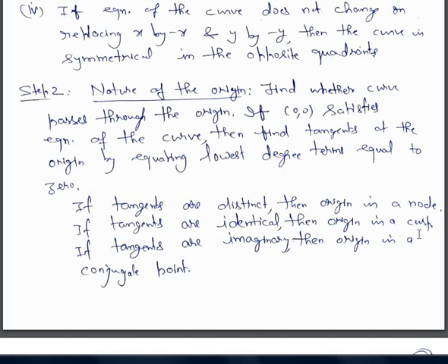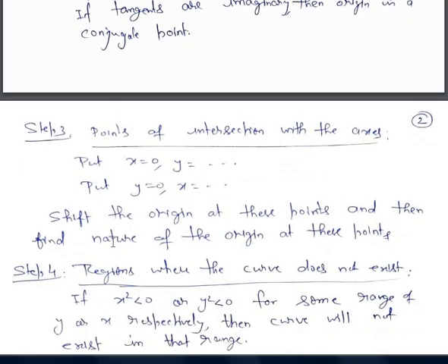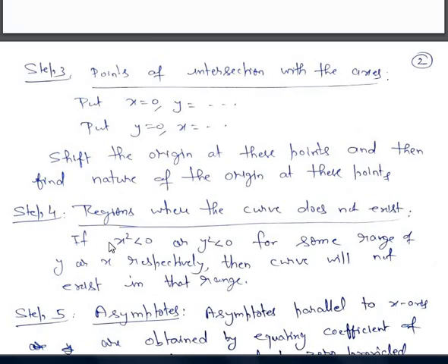Now what do we mean by node, cusp, conjugate point? That we shall explain when we take a few examples. Step 3. Find out points of intersection with the axis. For this, we put x is equal to 0, then we will get certain values of y. And then you put y is equal to 0 and you will get certain values for x. Now at these points, you shift the origin and then find the nature of the origin at these points.